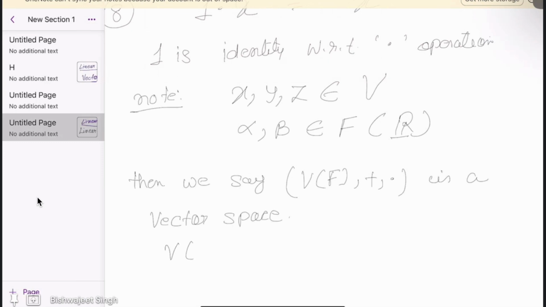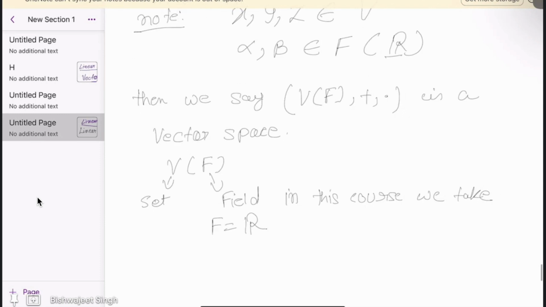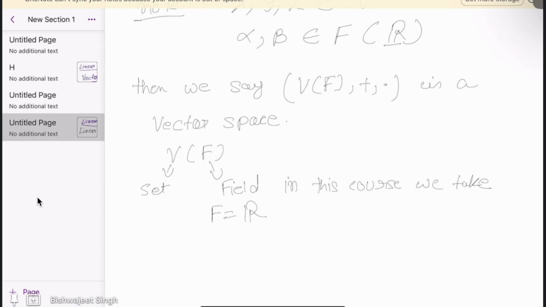And this V over F, so this is our set, the non-empty set, and this is the field. And in this course we take the field as R. Yeah, so this is how we actually define a vector space, right?